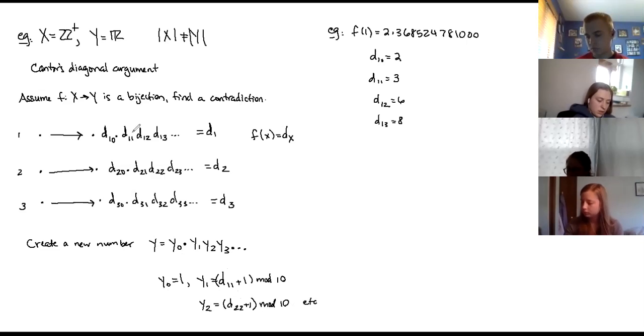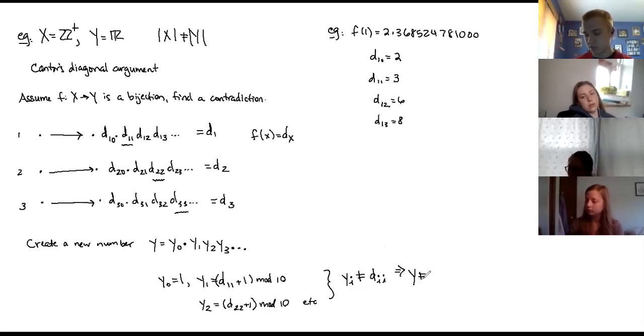So here's why it's a diagonal argument. I'm looking at the first element here, the second decimal point here, the third decimal point here, et cetera. Okay, that's why it's going to be diagonal. Do we see that it's a diagonal argument? And what this tells me is that y sub i is not equal to d sub i, right? I'm adding 1. I'm not getting the same number here. I'm adding 1, so I am totally not getting the same number here. And that tells me that y is not equal to d sub i.